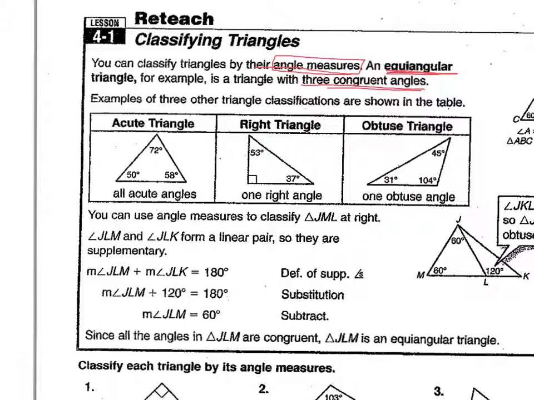Then we have the classification, and on the classification we have acute triangle, and in this one all the angles are acute, less than 90 degrees. Right triangle, one of the angles is a right angle. Obtuse triangle is because one of the angles is obtuse. And then we have an example on the bottom.